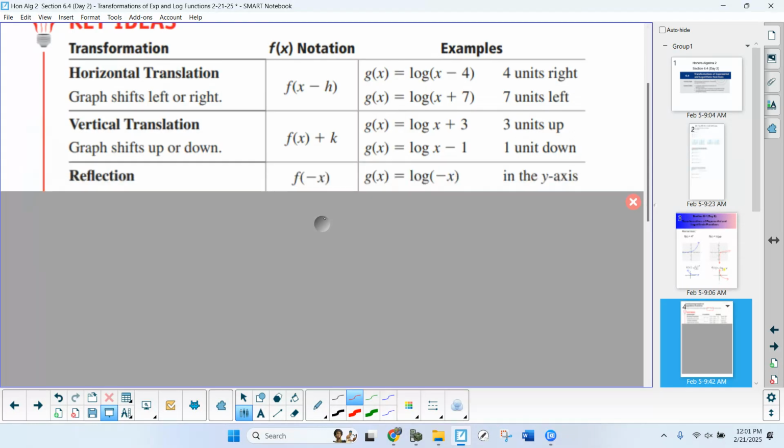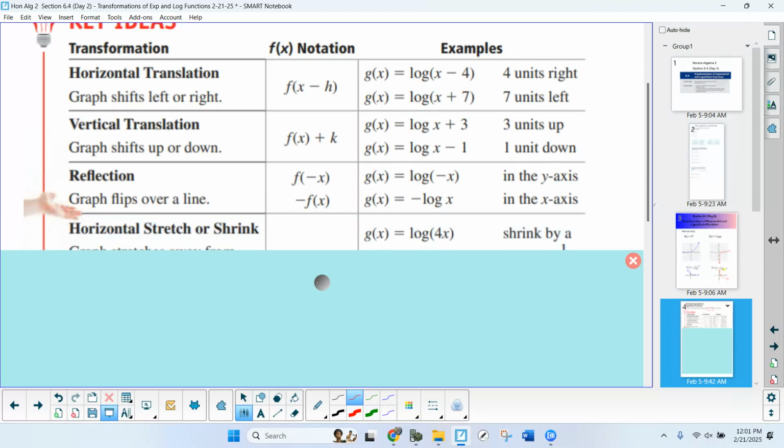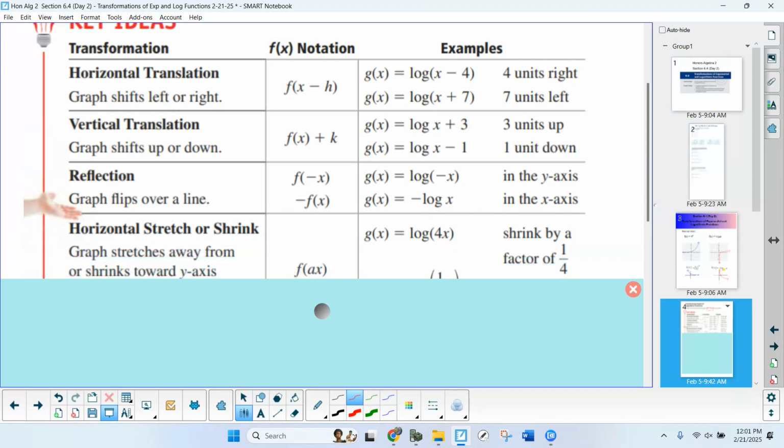The next one, if we reflect over y, you make x negative. If you reflect over x, you make y negative, and y is the whole equation, so you put the negative out front. These rules are not changing. Now, if I want to do a horizontal shrink by 1/4, your x is going to become 4x. So everywhere we see an x, we make it 4x.